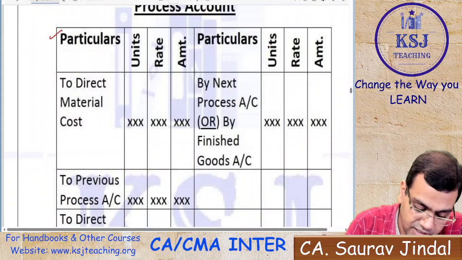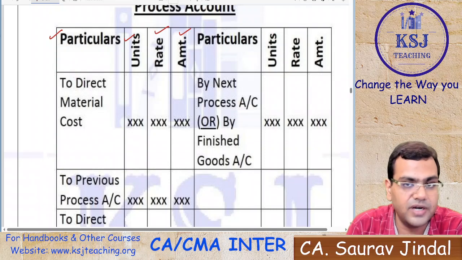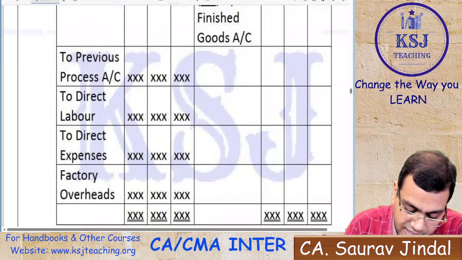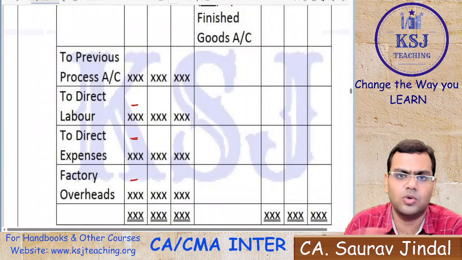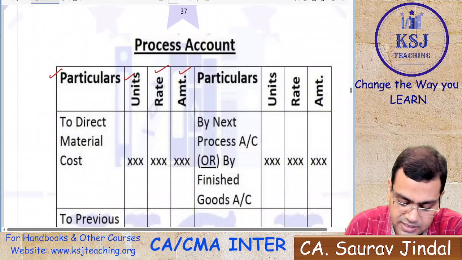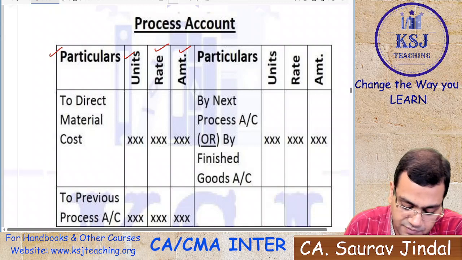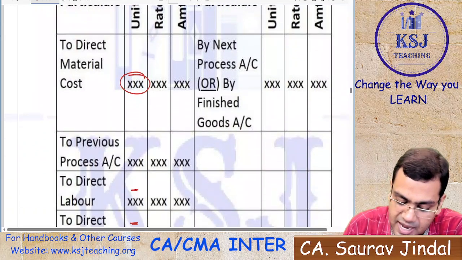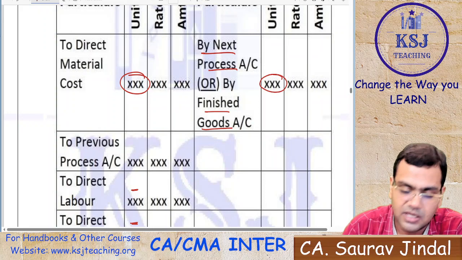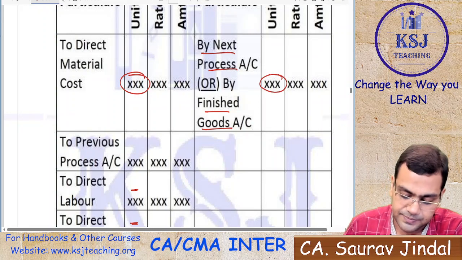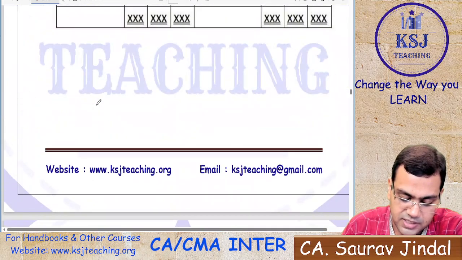You will write particulars, units, rate and amount. How many units you have introduced. In case of direct labor, the units will be nil. For direct expenses and factory overheads, there is no need to write units, only the amount column will be there. For material, write how many units you have introduced. And when you are writing it to the next process or finished goods, again you have to write the units here. So this is how a basic process account is prepared.